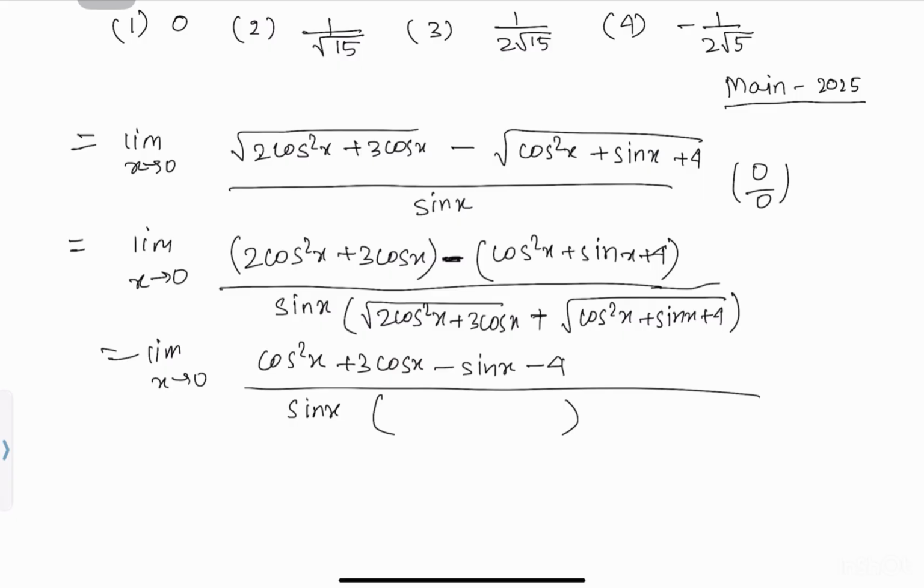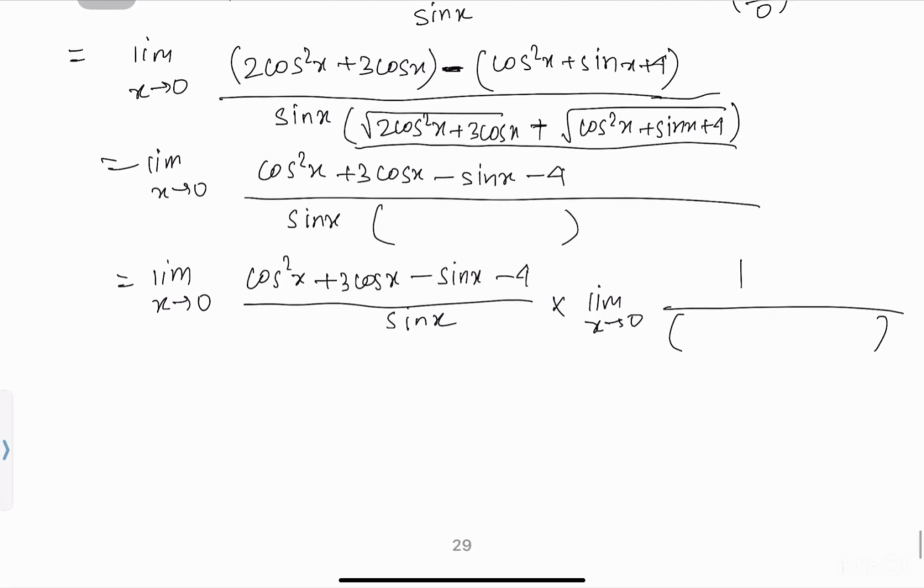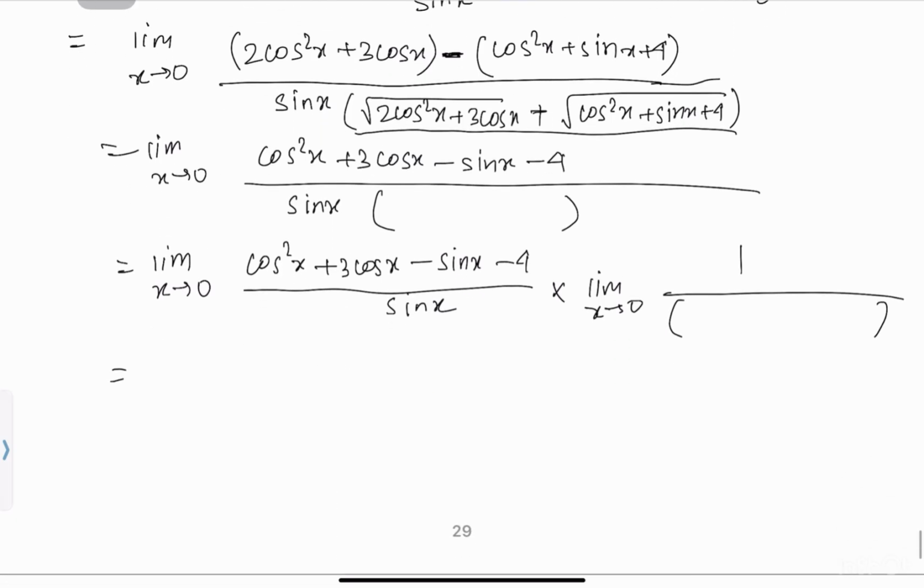I can write in the next step limit x tending to 0, cos square x plus 3 cos x minus sin x minus 4 divided by sin x, multiplied with it. Then I can also transfer this limit now. Limit x tending to 0, 1 by that part, this part I am writing total. Okay, so for this left side limit, you can verify, this is 0 by 0 form.